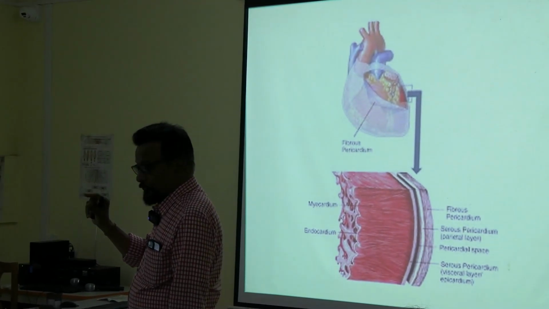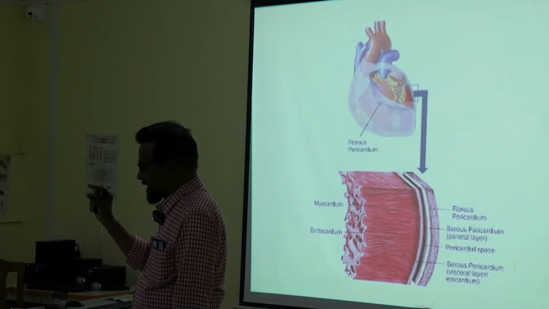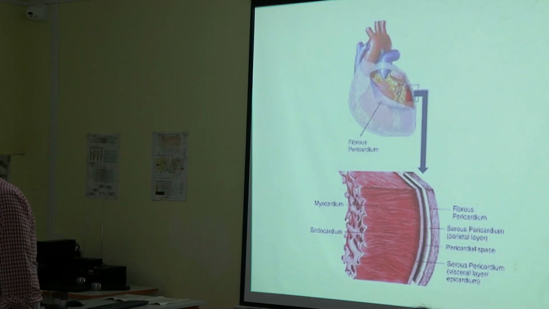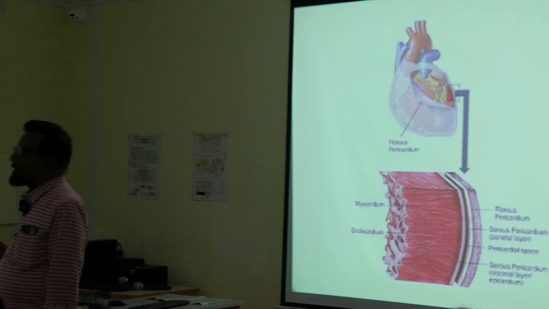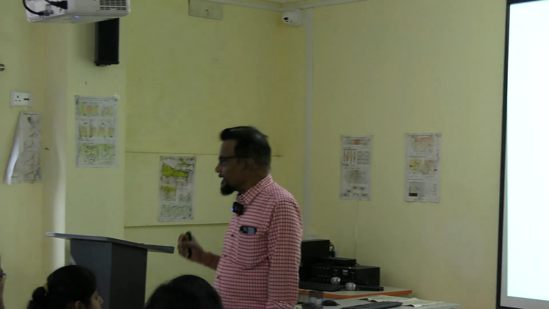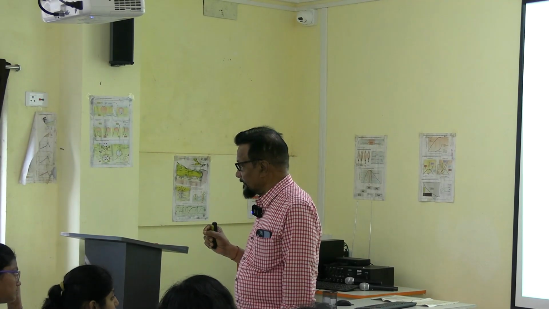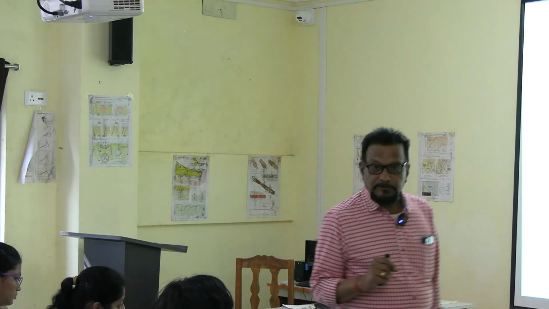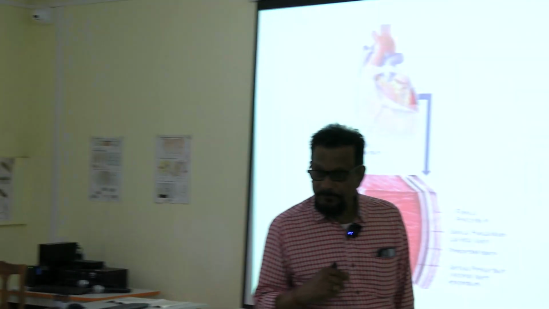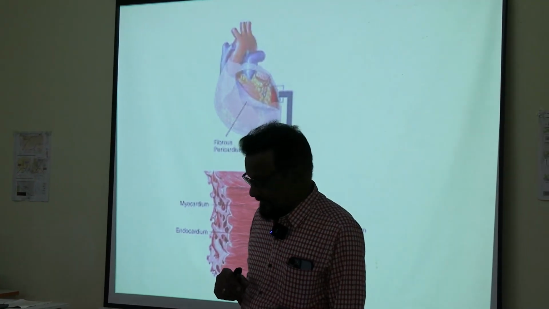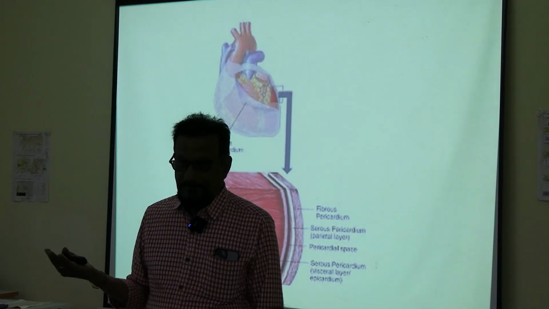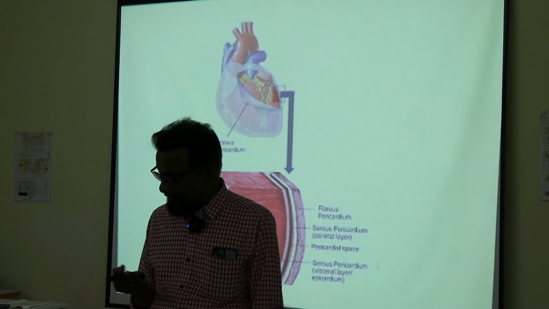In between the two serous layers, there is a space. This space is called the pericardial cavity, and it contains one fluid, pericardial fluid. What is the nature of this fluid? Viscous. And it's a lubricant. Its action is like lubricant action.